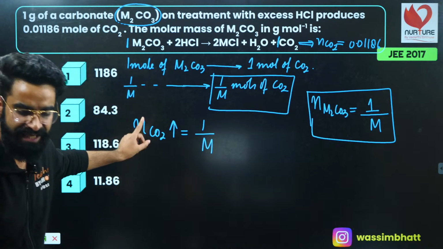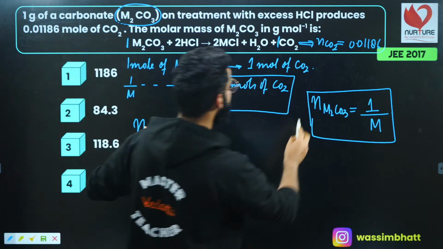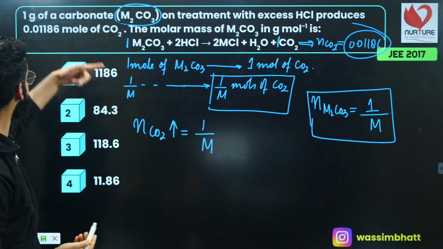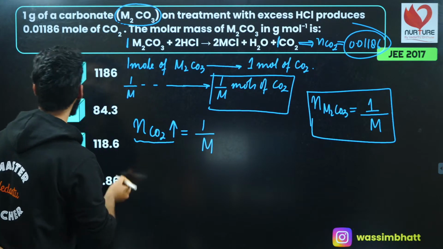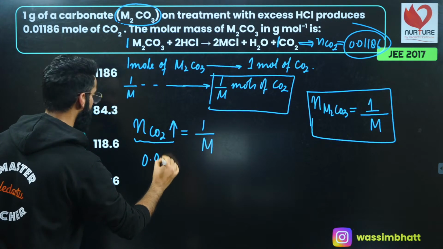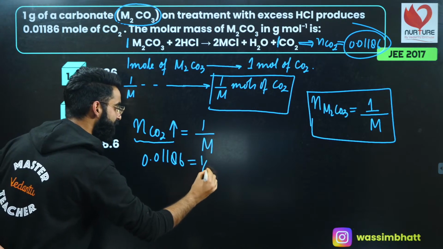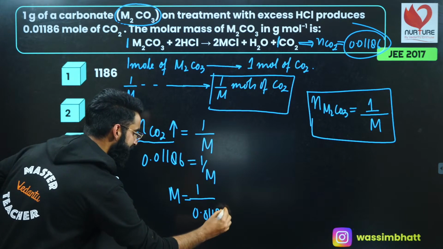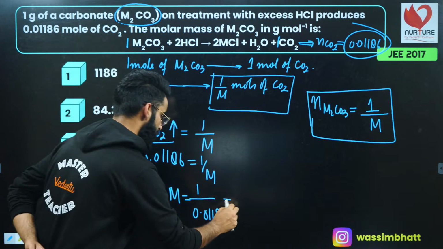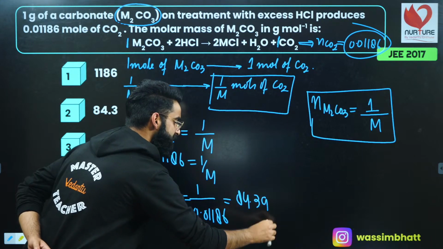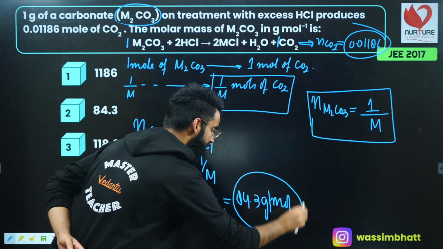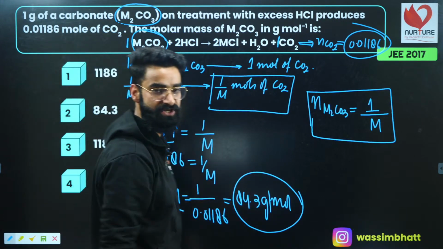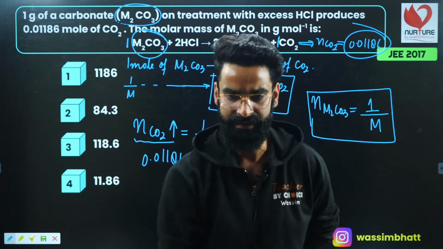But am I given the number of moles of carbon dioxide which are getting liberated? I'm already given this term, which is 0.01186. So this is equal to 1 by M. From here, I get the value of M as 1 divided by 0.01186, and you get the value as 84.3. So 84.3 is the value of M. And what was M all about? M was the molar mass of this metal carbonate which I was supposed to calculate.